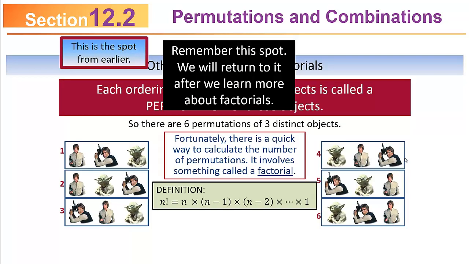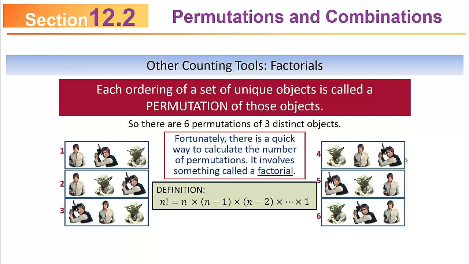Now that we know how to calculate factorials, let's go back to the spot I asked you to remember earlier and pick up from there. Remember, we were here just after we had done these permutations of Luke, Han, and Yoda, and found out that there were 6 ways we could line them up for a photo.